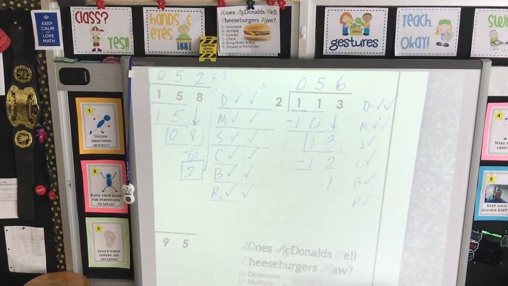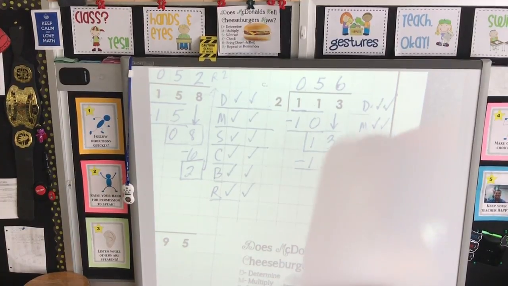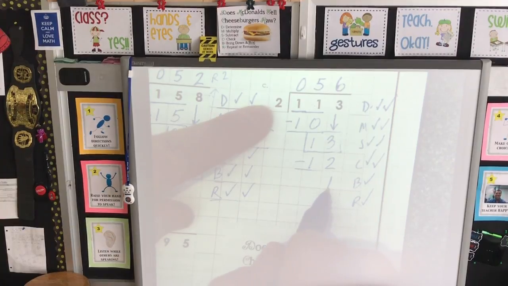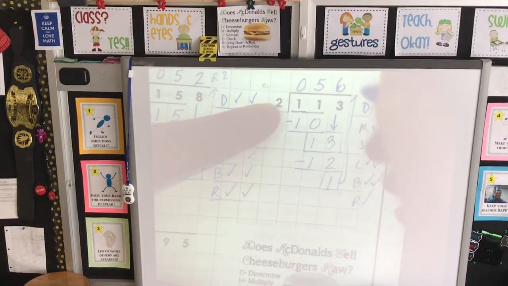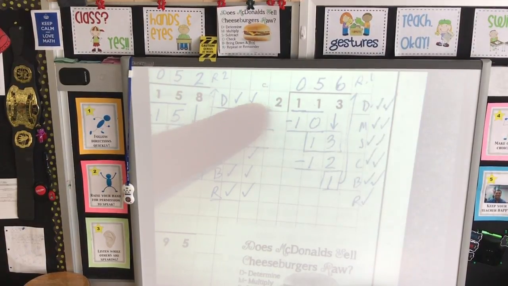If your mouth isn't moving, try to make it move because it'll get you really good at this. All right, after subtracting, go. Check. Is the king happy? Yes. We did it right. Okay. B, go. Bring down and box. Nothing to bring down, but we can do what? Box. And this is our remainder of what?